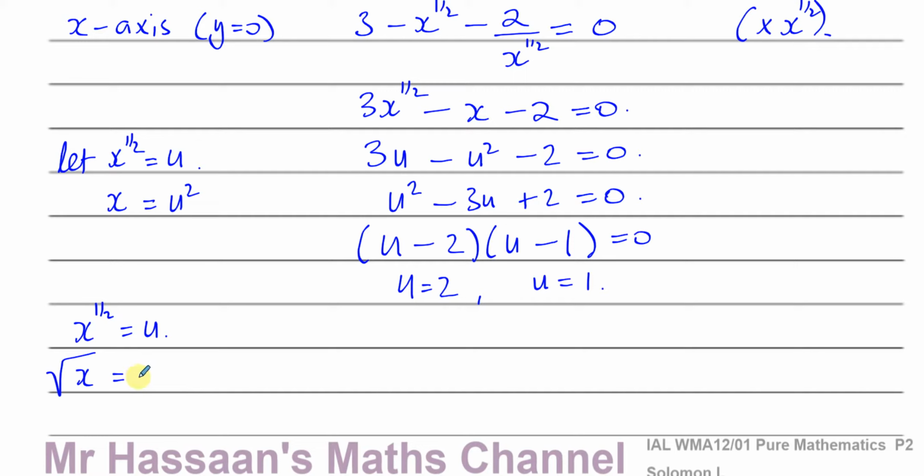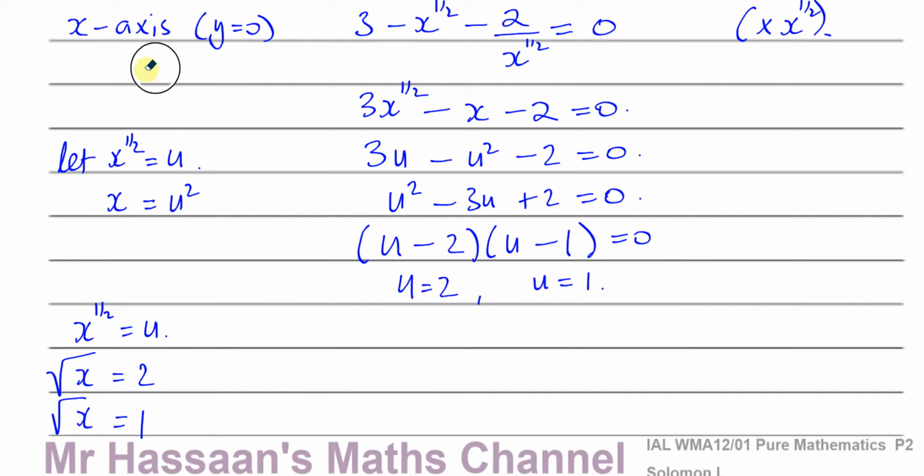So the positive square root of x is equal to 2, and the positive square root of x is equal to 1. Now that's perfectly viable. You can have the positive square root of something giving you a positive number, so that's fine. But if, for example, one of these was negative, like u equals minus 2, then this would mean the positive square root of x is equal to minus 2.